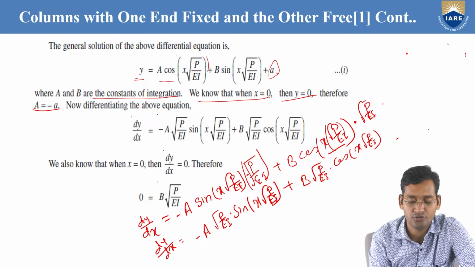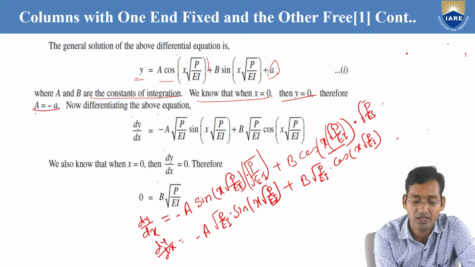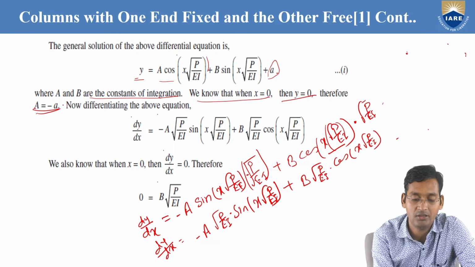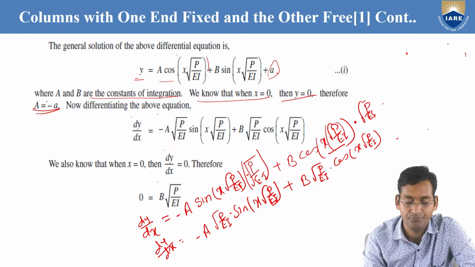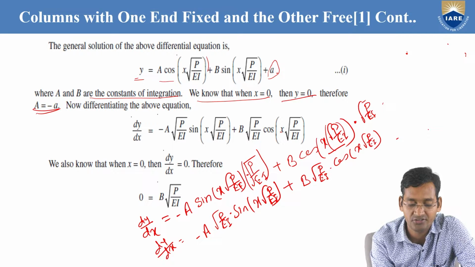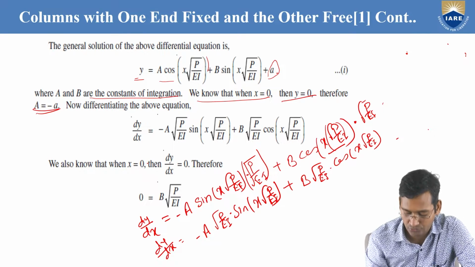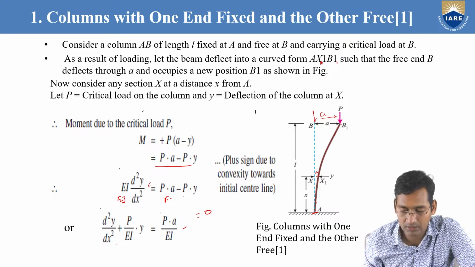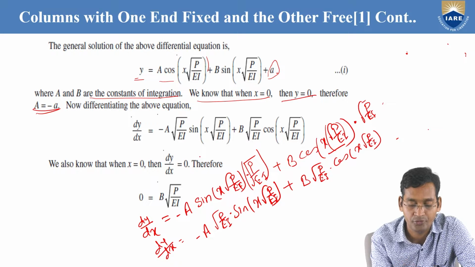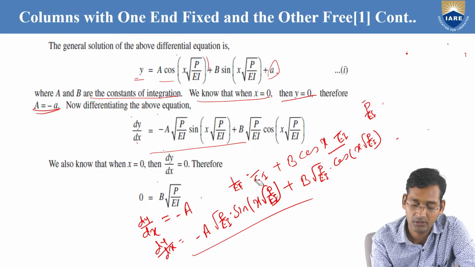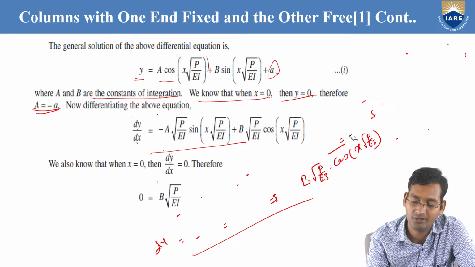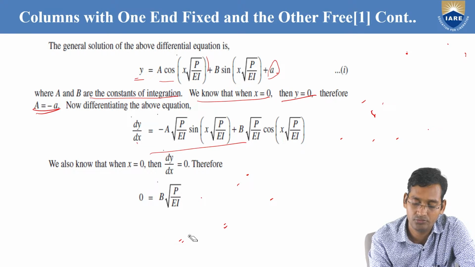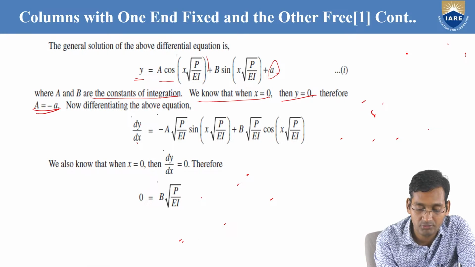Next, another boundary condition to find this one, because we already have that A equals minus a. So just see here after putting this what we will get. So this is the dy by dx condition. Now we also know that at x equals 0, the slope also will be 0 because this is parallel to the initial line. So dy by dx equals 0. Now putting dy by dx equals 0 and x equals 0, what will we get?